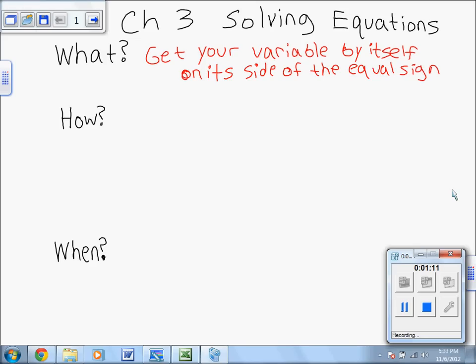So now that's your what. The question that a lot of people have is the how. Like, how do you move things away? Because if you're getting the variable by itself, that means you're moving things away from the variable. When I say away, I mean to the other side of the equal sign.